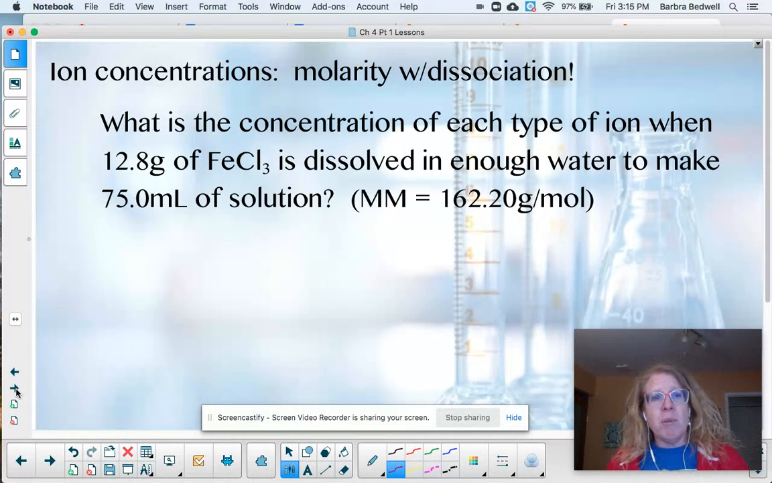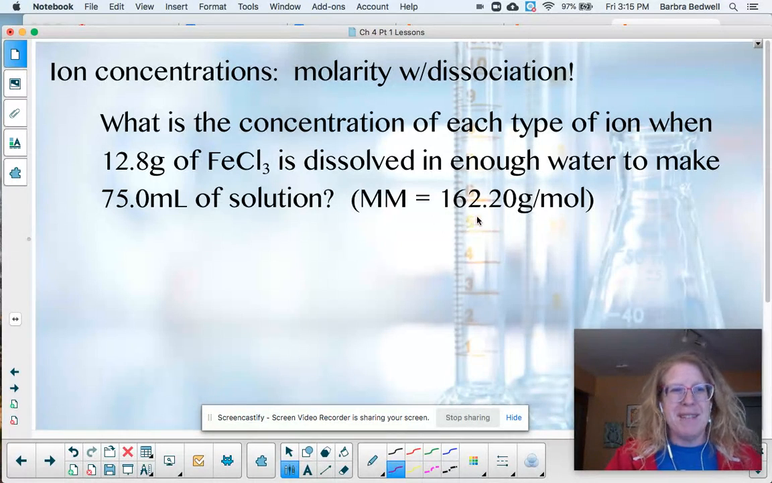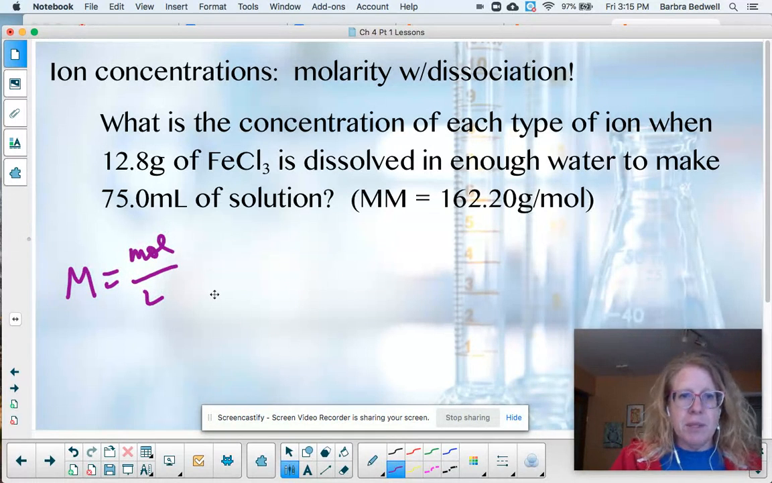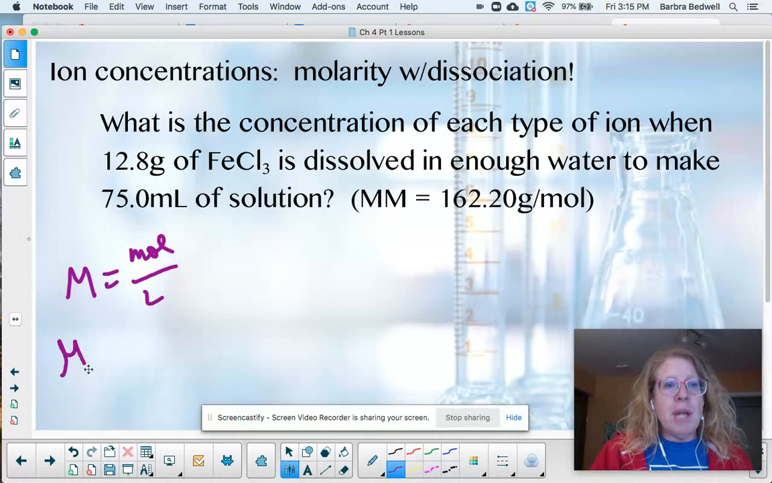So here we have a question: what's the concentration of each type of ion when 12.8 grams of iron(III) chloride is dissolved in enough water to make 75 milliliters of solution? Here I did pre-prepare the molar mass of iron(III) chloride. So how do we do this? Molarity equals moles per liter. This is going to be the molarity of FeCl3 solution. That's what I'm working on right now.